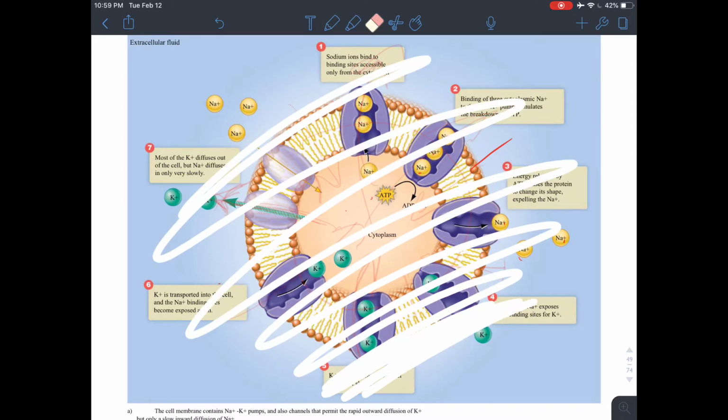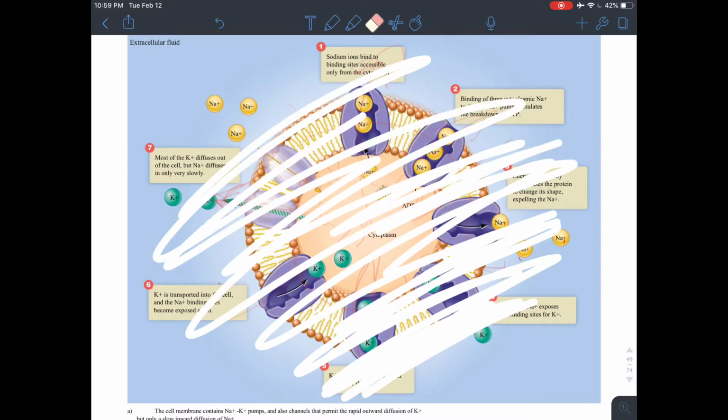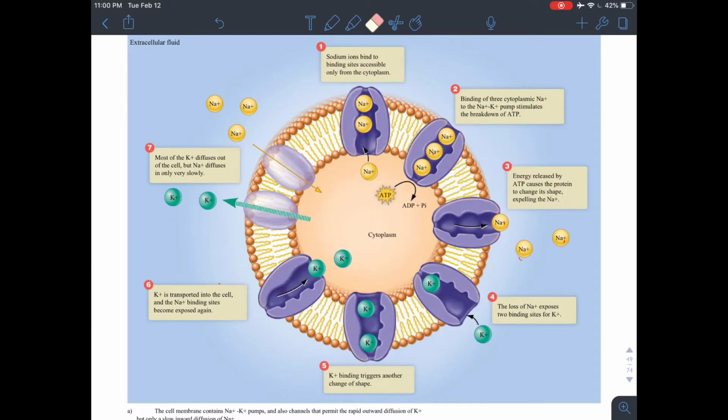But know the steps to the sodium potassium pump. You will be tested on it. Know that it is an active transport mechanism. Why? Because it uses ATP. And again, the ATP is cleaved into ADP and a free phosphate ion, and that breaking of that high energy bond allows this protein to utilize that energy, changing shape and driving this whole process.